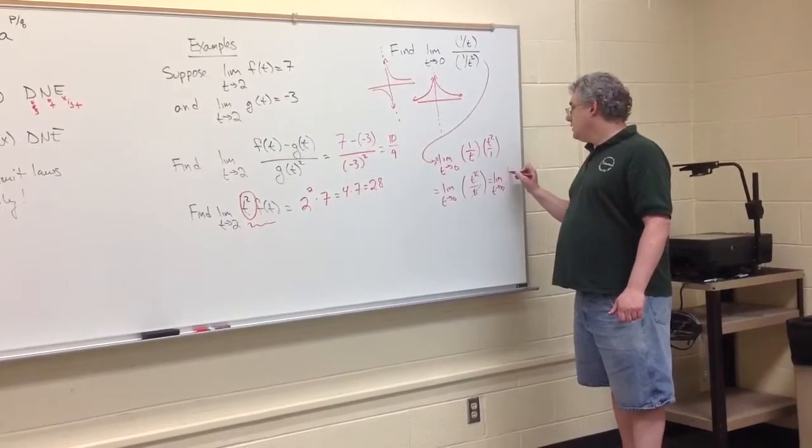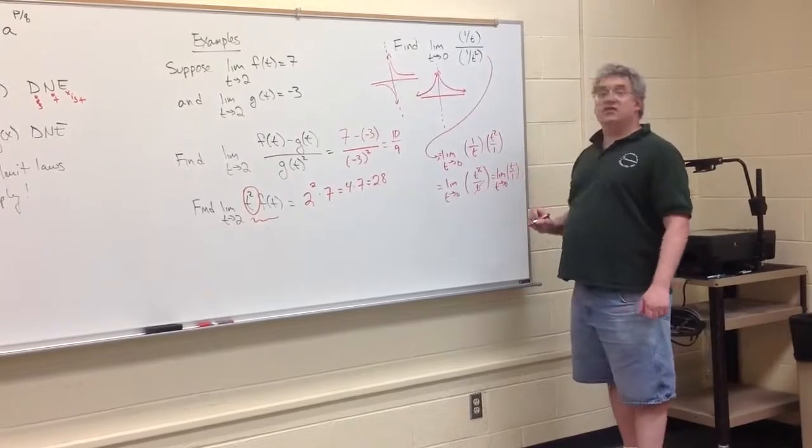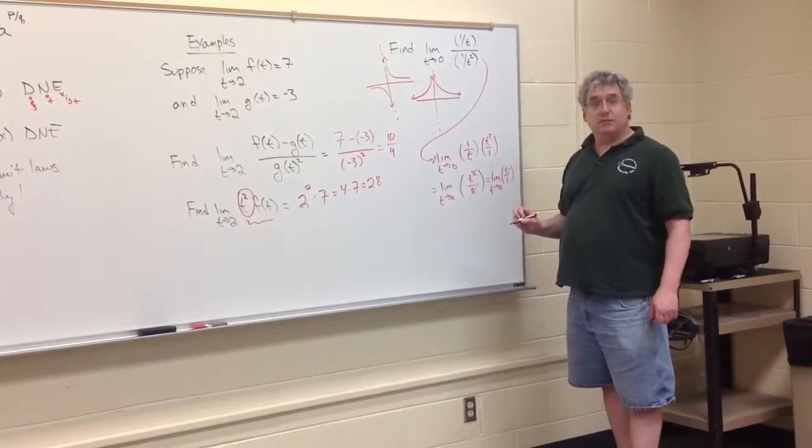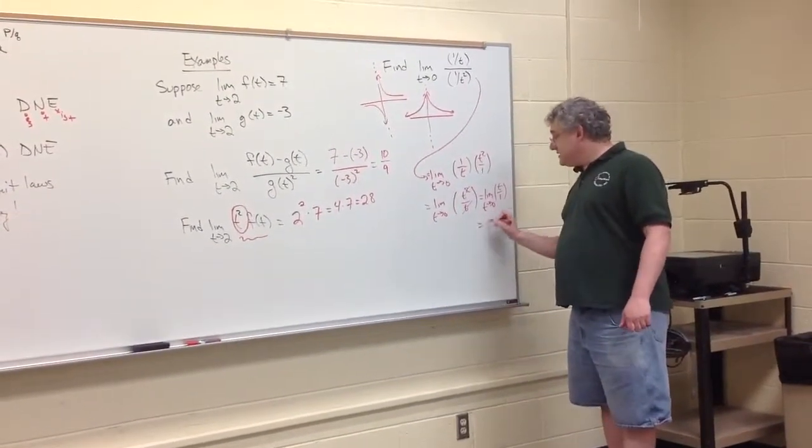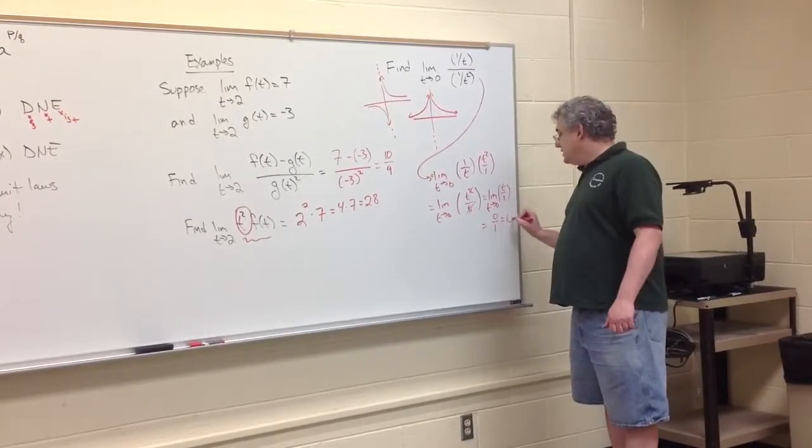So I have t over 1 as t goes to 0. If t goes to 0, what is that? That's 0 over 1, which is 0.